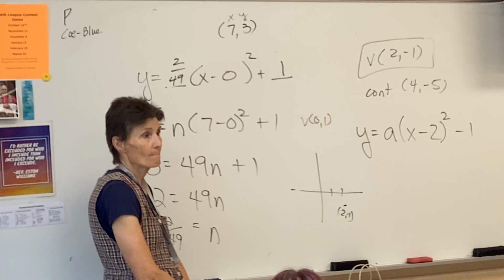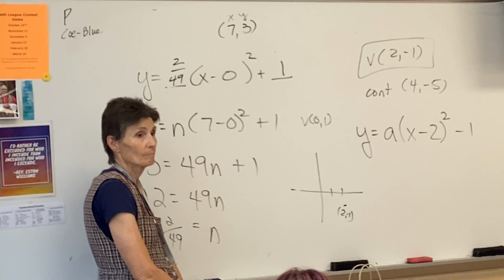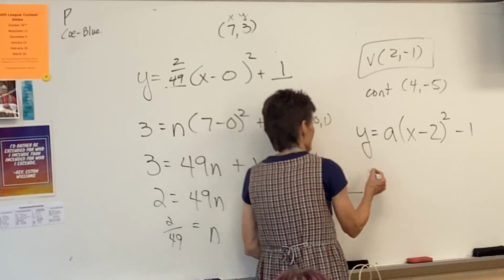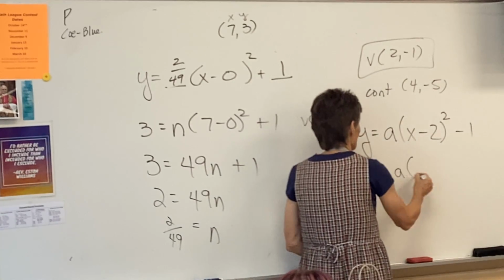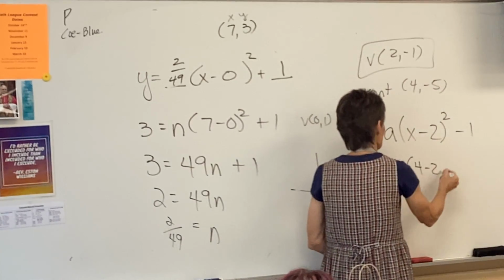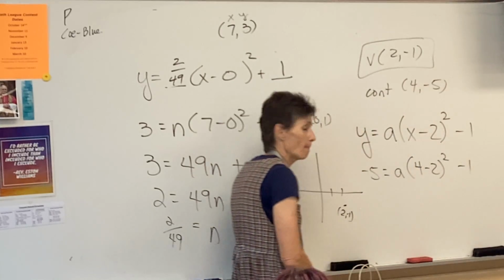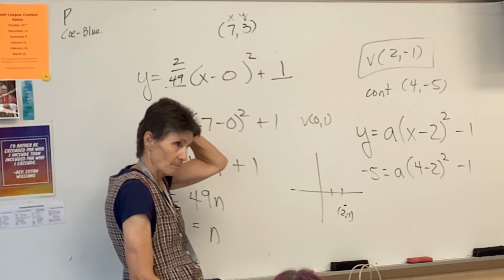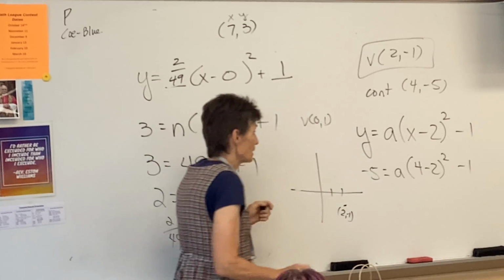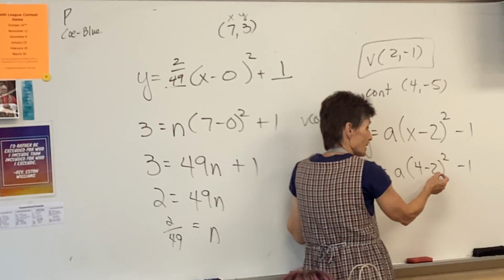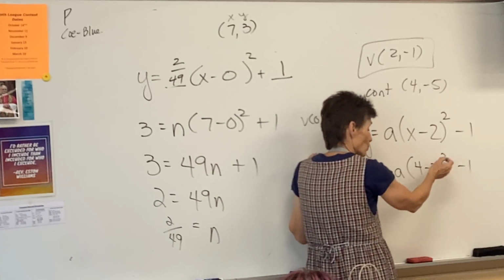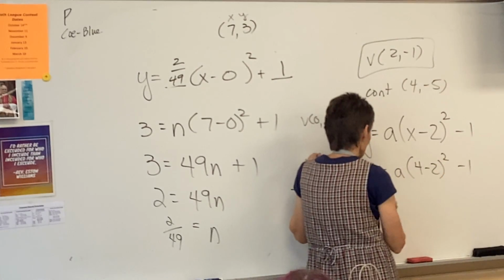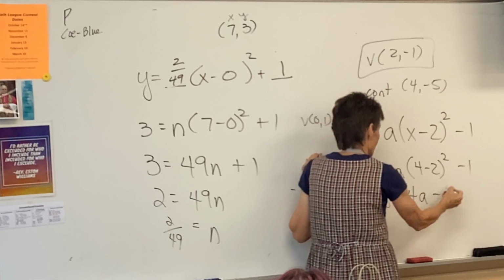Now what? Use the other coordinate point. Use the other point, and just plug it in. So negative 5 equals A times 4 minus 2 squared minus 1. Now be careful when you solve this. Do it step by step. 4 minus 2 is 2, squared is 4. The 4 does not get combined with anything. That is a 4A.